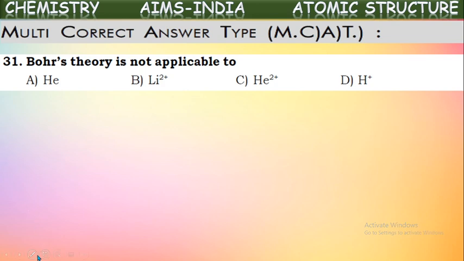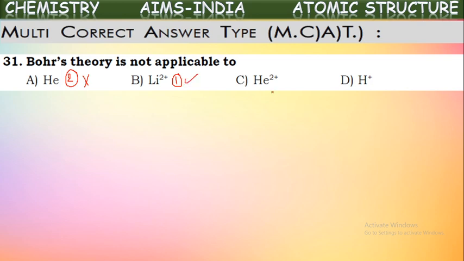We see first one, helium. How many electrons will be in helium? There will be 2 electrons in helium atom. So it is not applicable here. What about Li+2 ion? We know lithium has 3 electrons. In Li+2, there will be only 1 electron. So in Li+2, only 1 electron is present. So we can say this is a single electron species. For this, Bohr's theory is applicable.